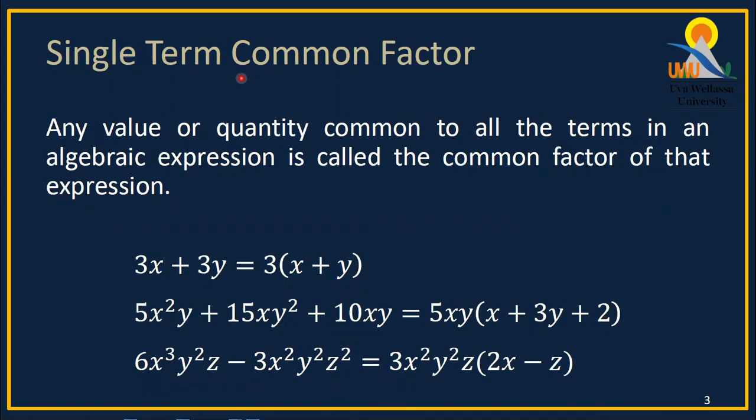Now we will consider the single term common factor. In this case, any value or quantity which is common to all the terms in an algebraic expression is said to be a common factor of that expression. In the yesterday session, we briefly discussed the factors of monomials. It means that if you have 6 times x, I told you that you can break this down into factors as 6 and x. Therefore, we say this is a monomial.